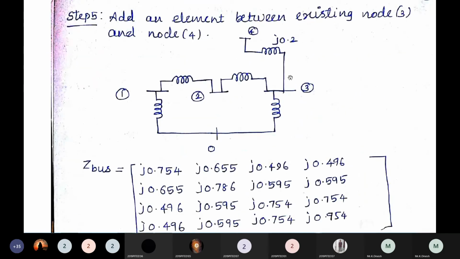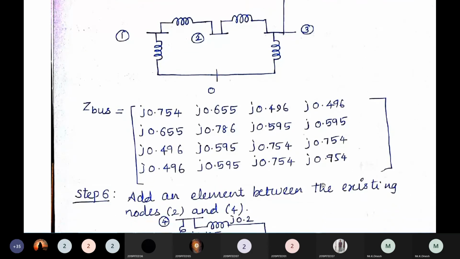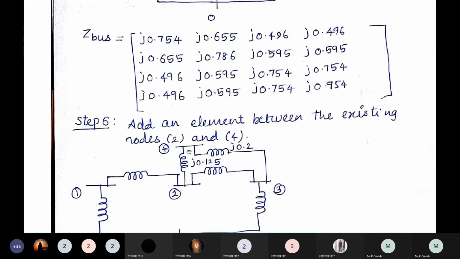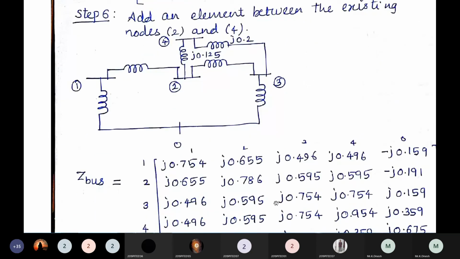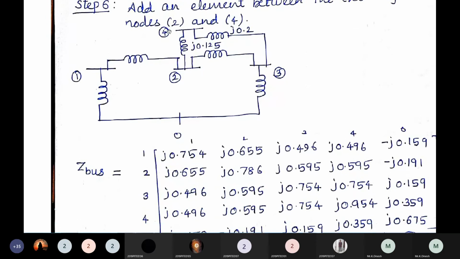Now we have the extension of third to fourth branch. From the 3rd and 4th bus, I am having a J.2 branch. Just extending the 3x3 matrix update, I have added 0.2 along with it. So 0.954. Now again I am adding my 4 from the 4 bus to the second bus. I am having J.125. I am inserting again. So the traversing should be from 4 to 2.